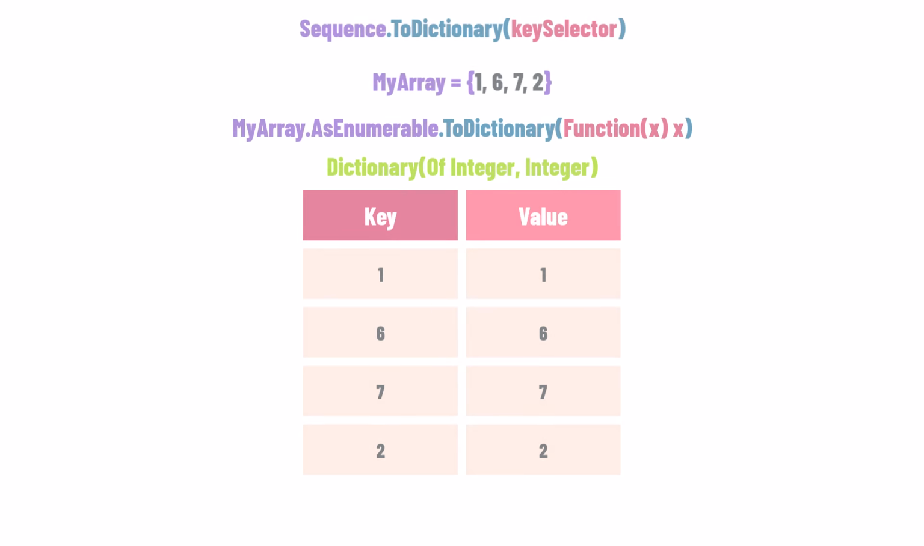Let's move on to the fourth overload of the method, which has two parameters. The first one is to select the keys, and the second one is a comparer. So, here we again select only the keys, and we also use a comparer. It works the same as the previous overload. Depending on the data type we have, the values will be selected automatically. And we have a comparer to compare the keys. These are the four overloads of ToDictionary method.